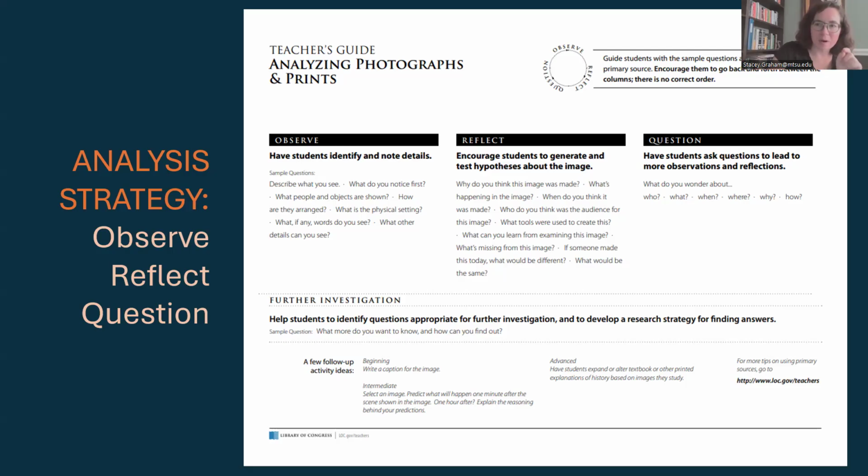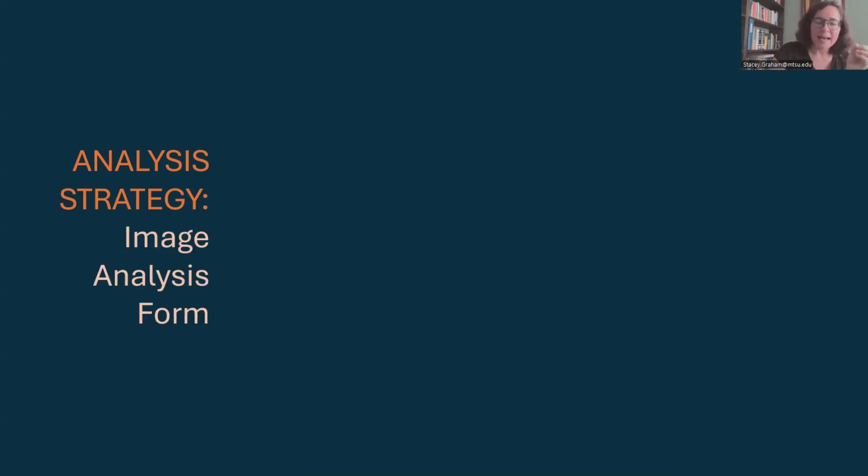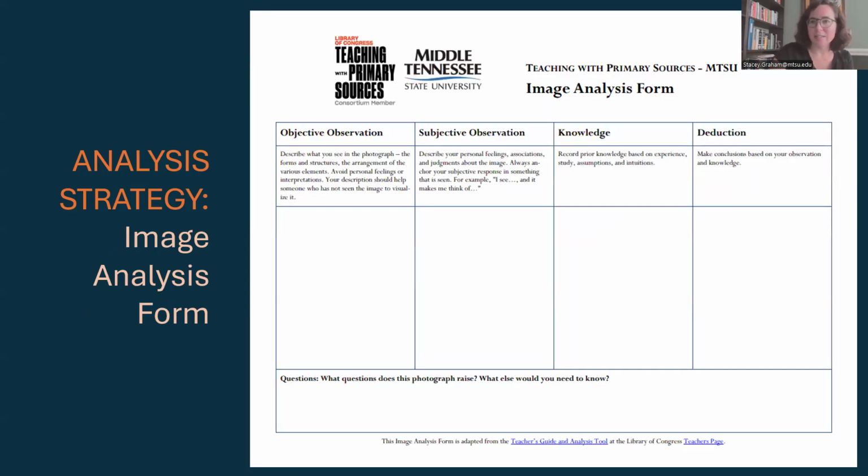Now, we used this model as a basis for a worksheet that we created at Middle Tennessee many, many years ago, and it's available through the TPS Southern Region website, and we call it the Image Analysis Form. And it's basically the same model, but we take that observe step and we break it into two, where we're separating into objective observation, which is, okay, what do you see that anyone else looking at this photograph would also see? And subjective observation, which asks viewers to kind of bring in their feelings.